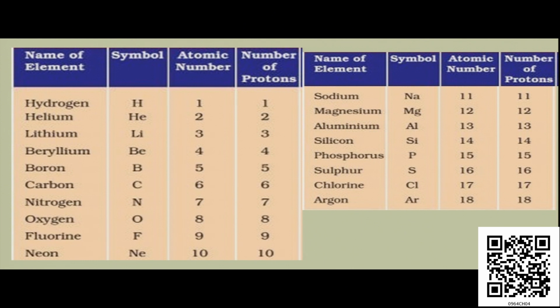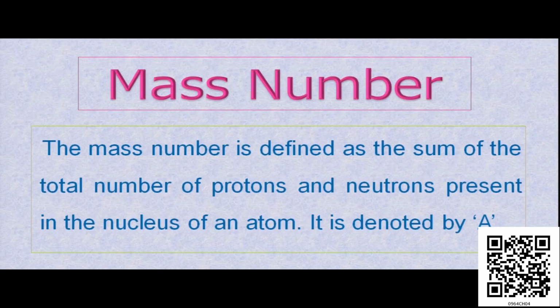Now, moving on to the next concept, which is associated with the number of protons and neutrons together, which is present in the nucleus, called the mass number. It is the sum of the number of protons and neutrons present in the nucleus. As you can see in the definition, the mass number is defined as the sum of the total number of protons and neutrons present in the nucleus of an atom, and it is denoted by capital A.